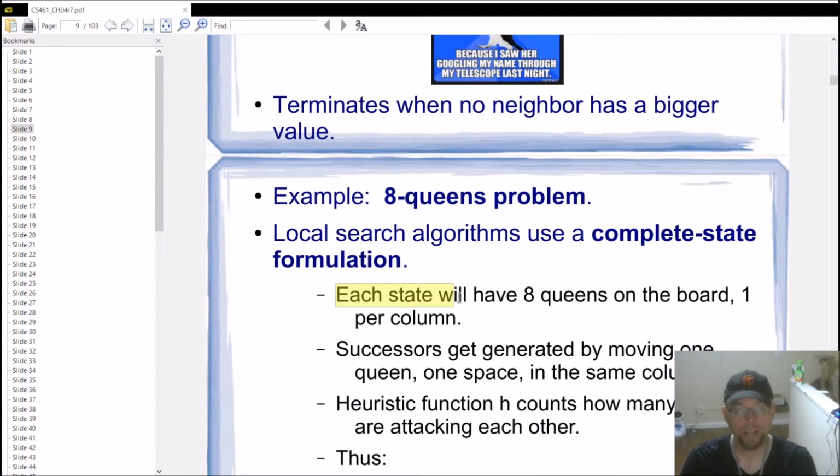Each state is going to have 8 queens on the board, 1 per column. How do the successors get generated? You move 1 queen 1 space in the same column. You don't need to keep track of the actions that cause that to happen. You just have to be able to generate the successor states. Remember, you don't care about paths. The solution isn't an action. The solution is the highest valued state.